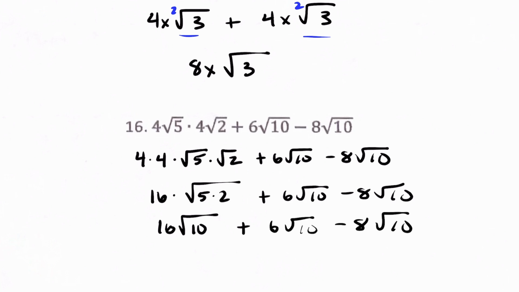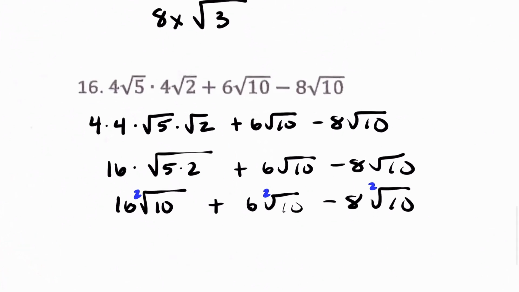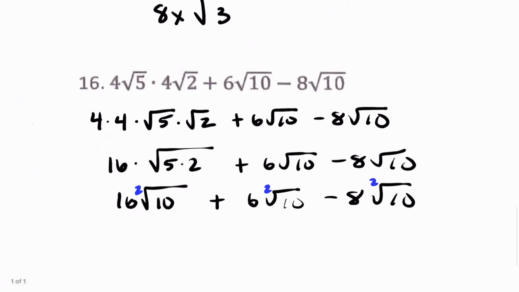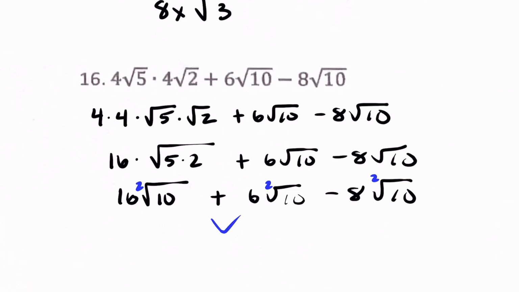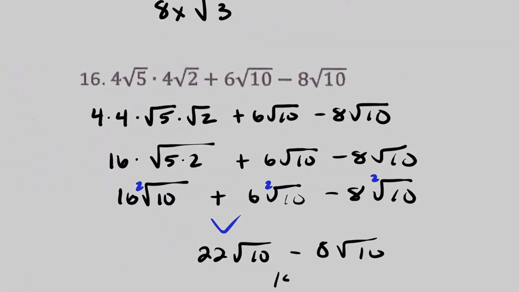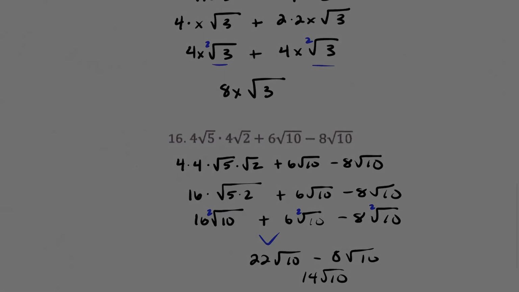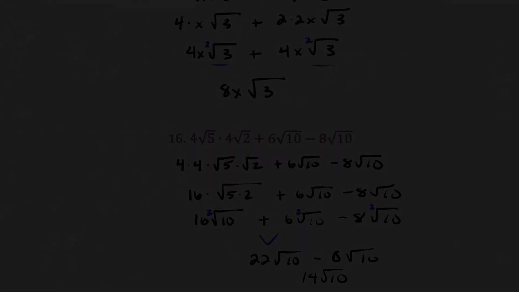And look at that. We have the same indices. They all have an index of 2. And all of these terms have a square root of 10. So essentially we have the same radicands. So we're going to go ahead and combine. So 16 plus 6. We're going to go from left to right because, again, we have to take into consideration order of operations. So 16 plus 6, that's 22 root 10 minus 8 root 10. 22 minus 8, that's just 14. So 14 root 10 is your answer for number 16. Okay? All right.